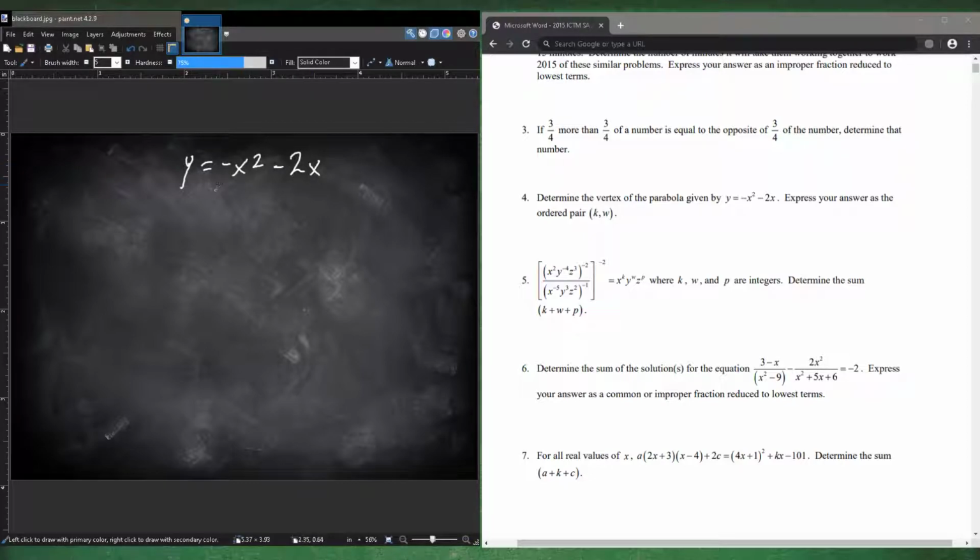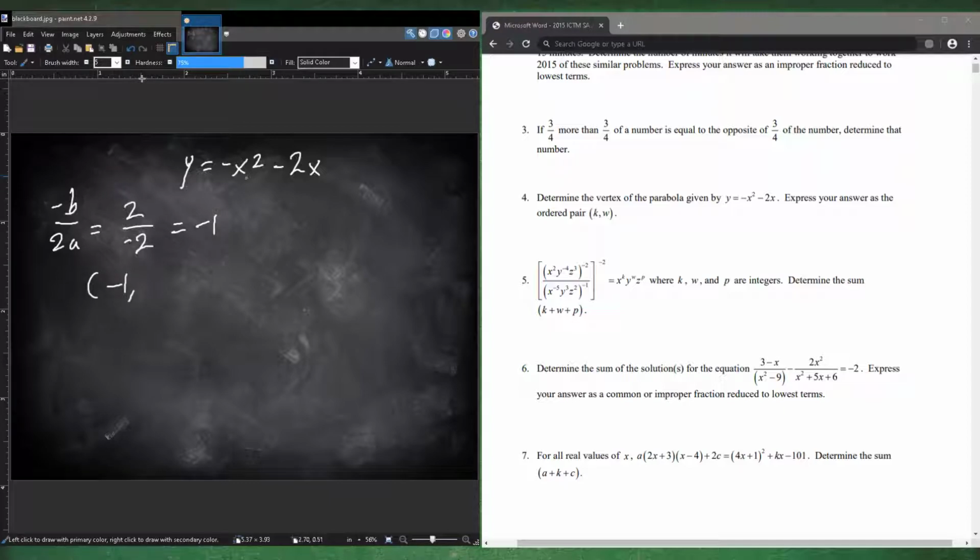Find the ordered pair k, w. Okay, so there's two ways to do this. You could just use the equation, or you could just use vertex form. So using the equation is negative b over 2a. So then negative of negative 2 is 2. And then 2 times a, which is negative 1, is just negative 2. So that's negative 1. So then we have negative 1, plug it back into the equation.